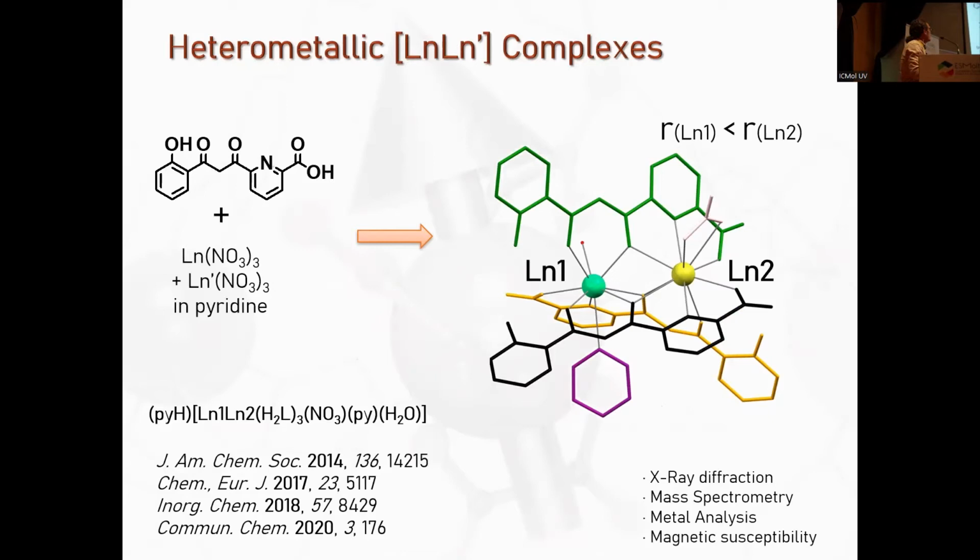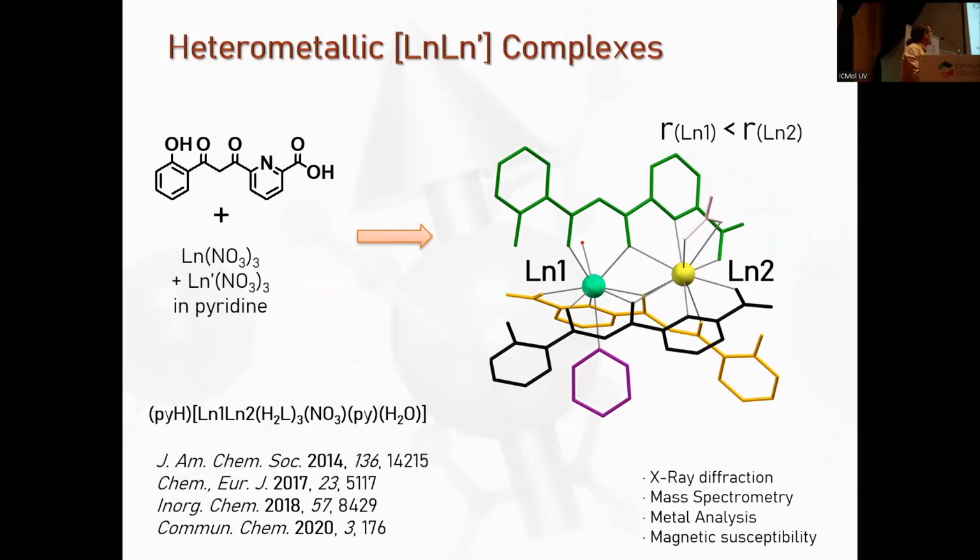Indeed, we've been able to prepare a large collection of heterometallic compounds, which for the most part are quite pure. They become less pure when lanthanides are much more similar in size. But nevertheless, the resolution or the selectivity of the system is very remarkable. And I'll show you some examples of how that is.